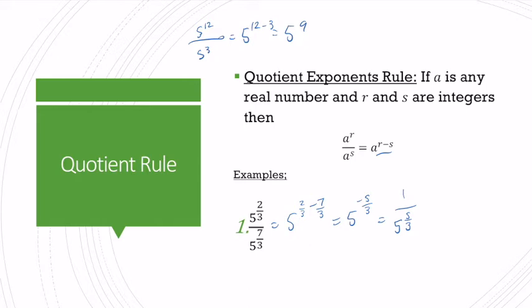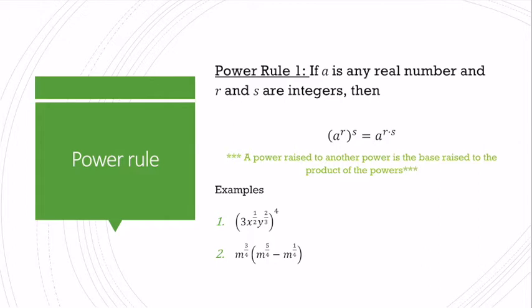Also, keep in mind the power rule. The power rule distributes across exponents. So if I have a to the r power raised to the s power, I multiply those powers, right? So if we have a power raised to another power, we multiply.